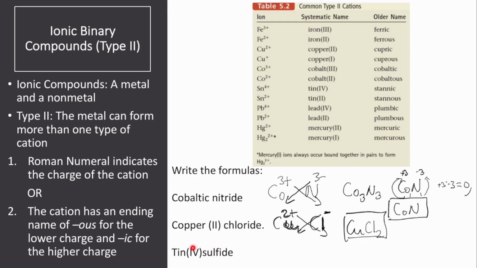The last one is tin IV sulfide. Okay, so this one is tin and the charge is 4 plus, and sulfide we know that is 2 minus. We cross the charges and we get Sn2 S4, and we need to get the smallest form of the subscripts, so we divide both by 2, and we get Sn S2. So this one is the final form of tin IV sulfide.